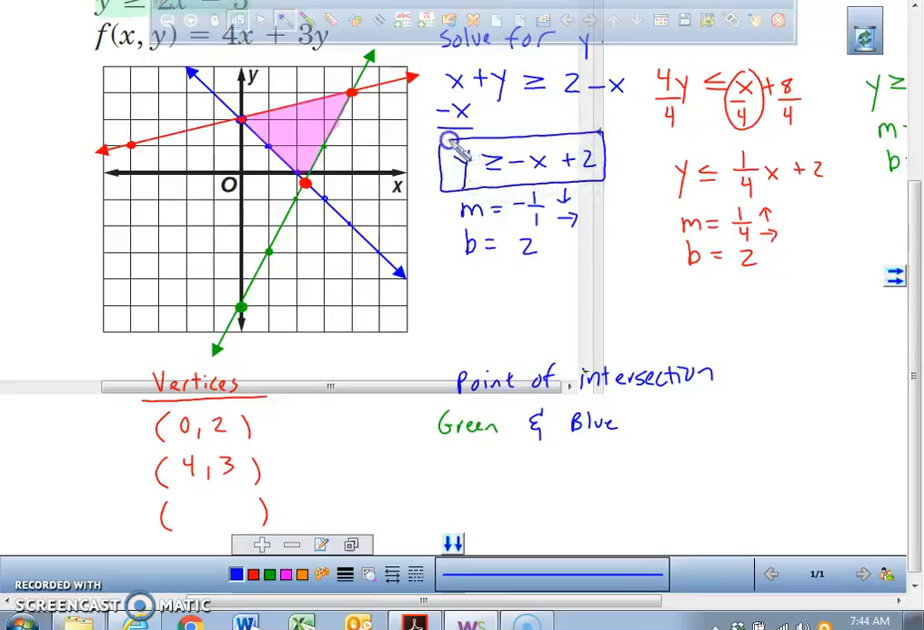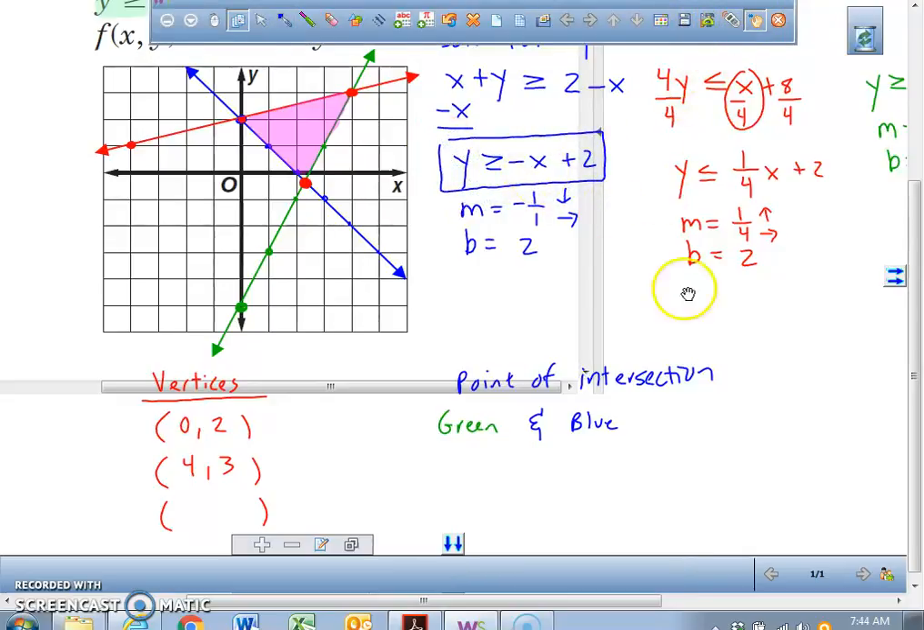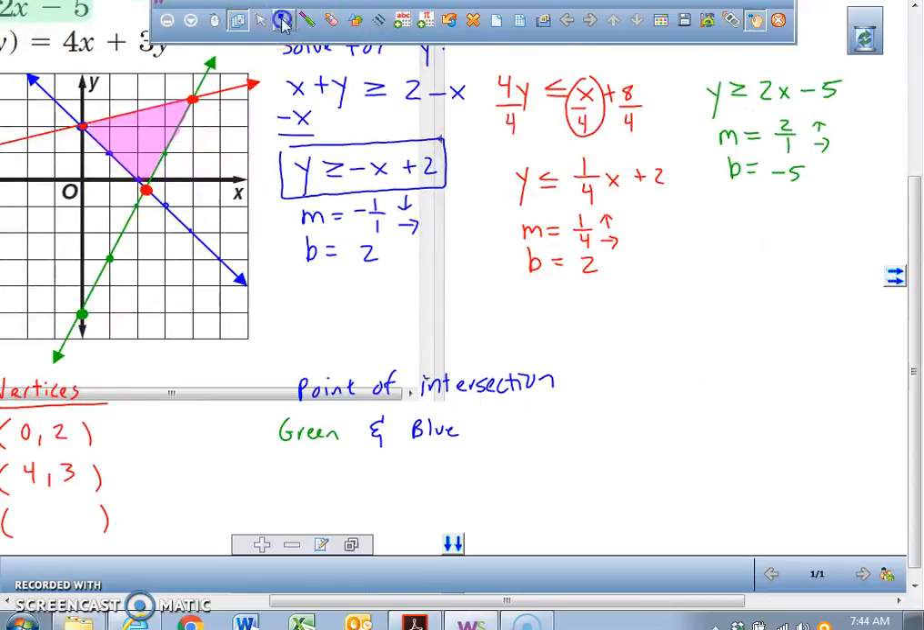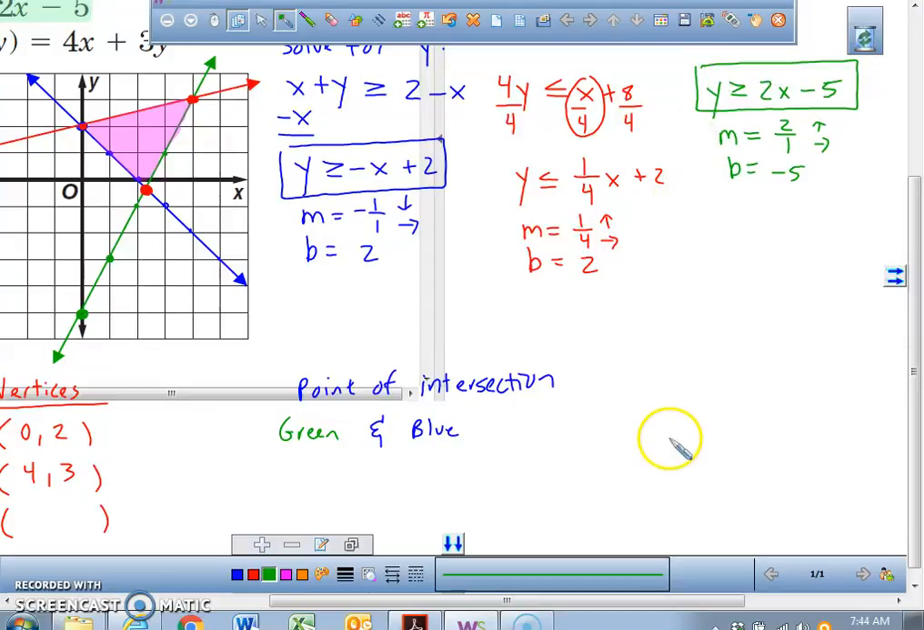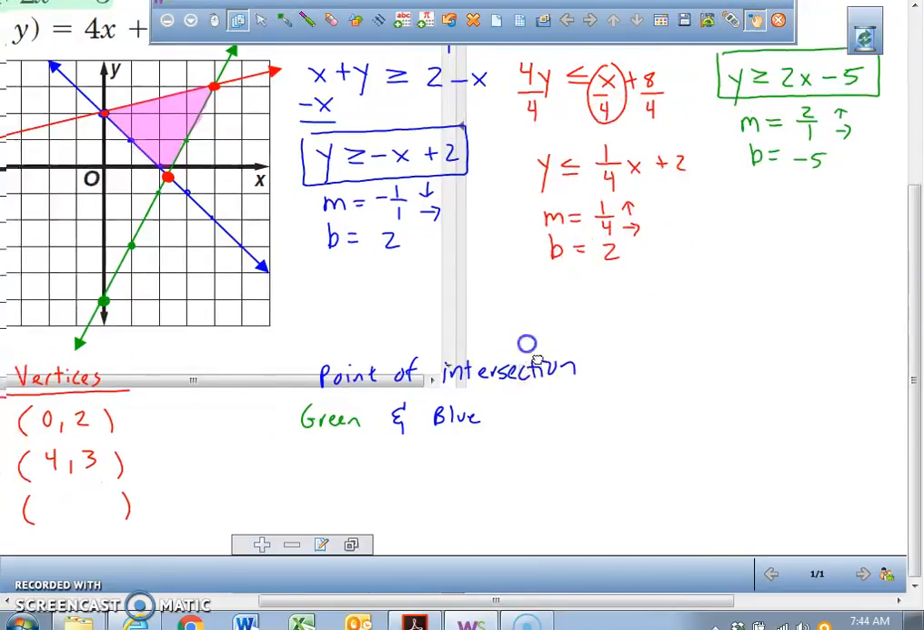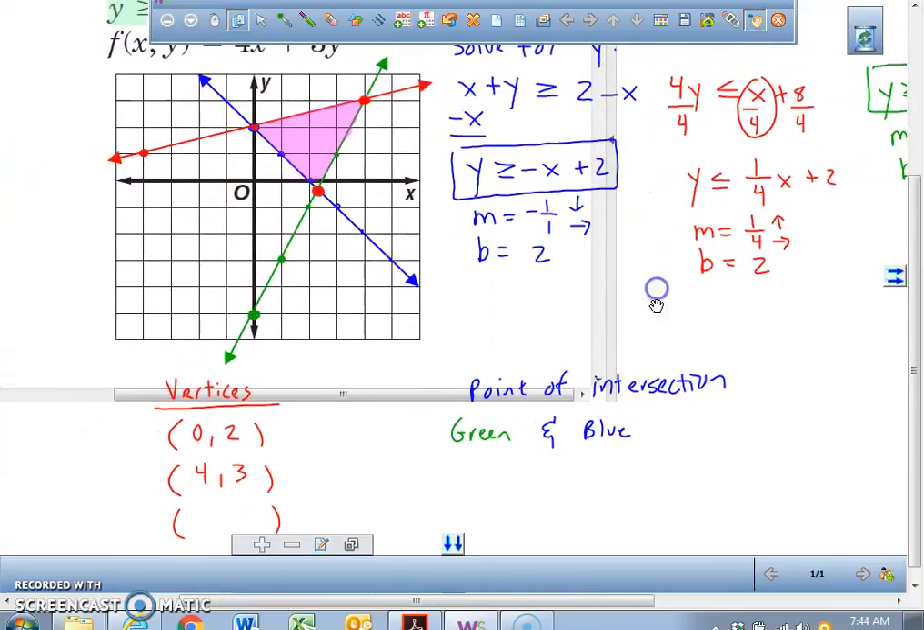This equation is the blue line. Okay, so remember that equation. All right? We're going to type in the green line right here. There's the green line. We're going to type those in, and we're going to show you how to find things in the graphing calculator. Then we're going to do it by hand.